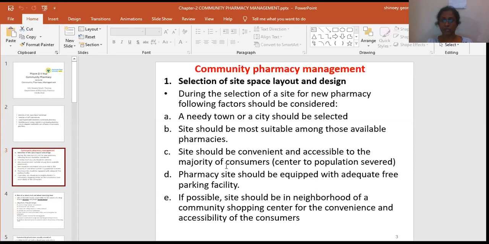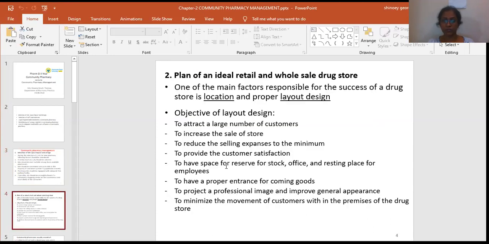Next one is, there should be a proper waiting area inside the community pharmacy so that the movement of customers inside the pharmacy can be reduced. Next one is, if we take community pharmacy, two types are there. It can be either a retail community pharmacy or a wholesale community pharmacy.